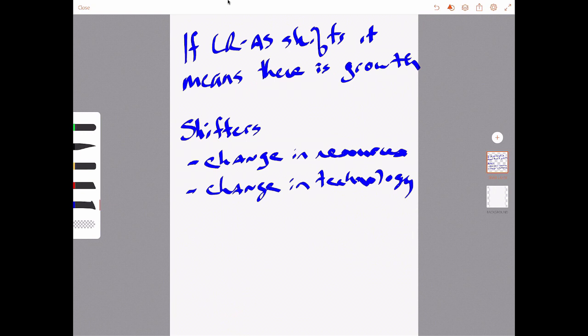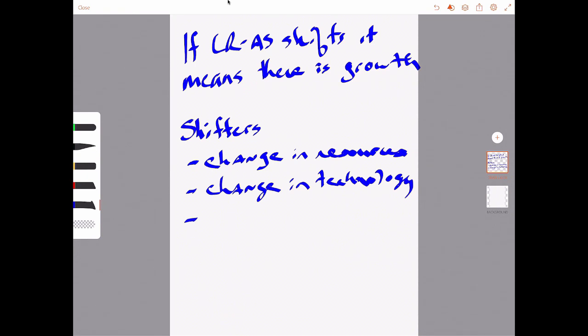And one of the interesting questions that's going to come out of all of this self-quarantining stuff is whether or not businesses look at the ability to work virtually from home as a change in technology. Does that change the way business gets done? And if it does, then we might see a shift in the long-run aggregate supply curve.